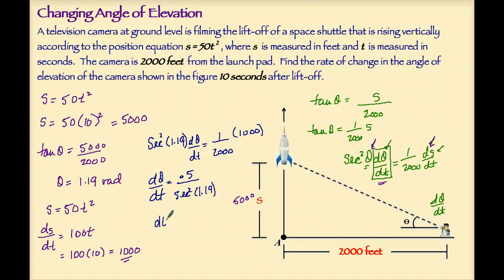This comes out to be approximately 0.07 radians per second. So this angle is changing at a rate of 0.07 radians per second 10 seconds after liftoff. And that is the solution to the changing angle of elevation problem.